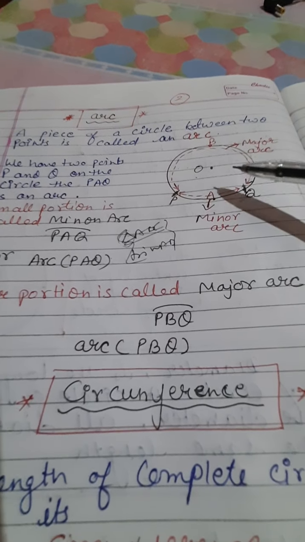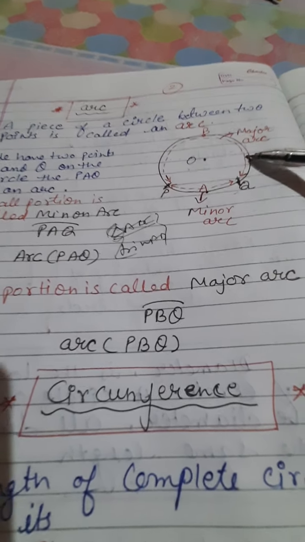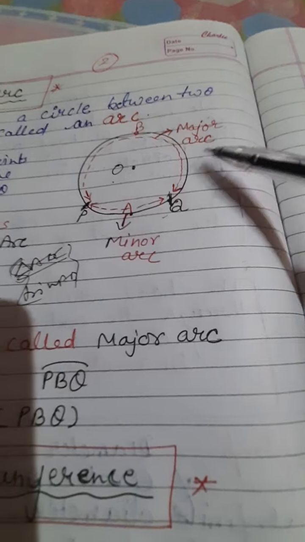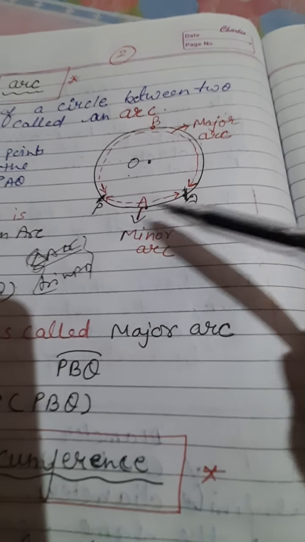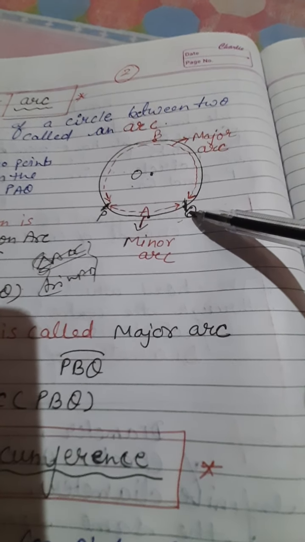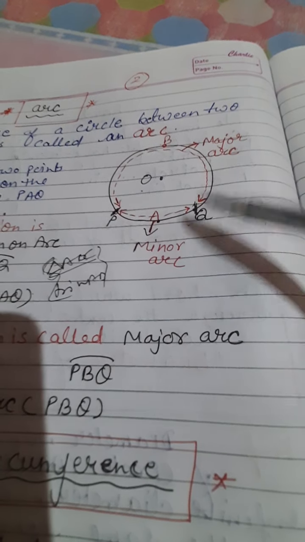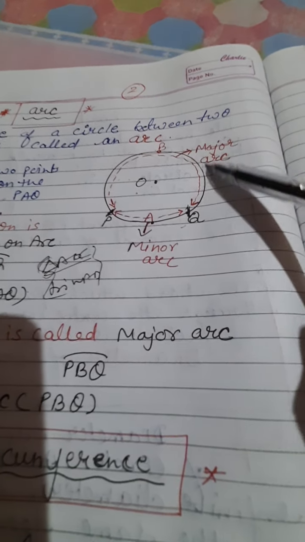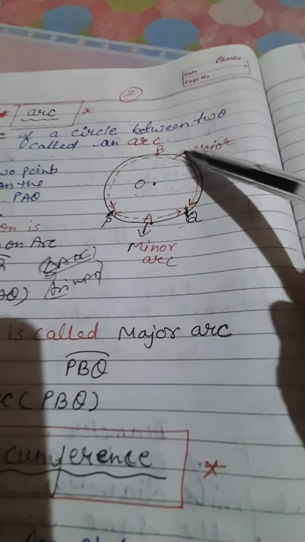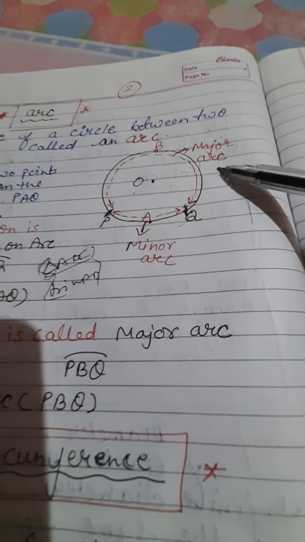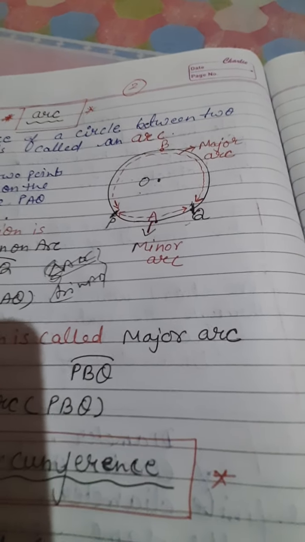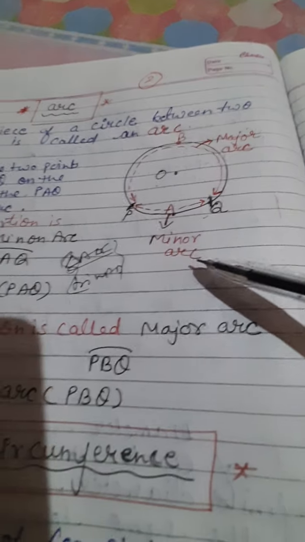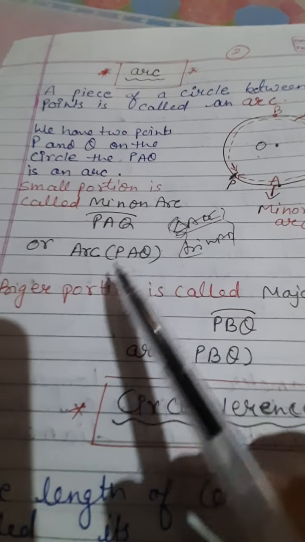And based on its length there will be 2 types of arc. One is the major arc, another is the minor arc. The smaller length part is called the minor arc, and the major arc will be the one whose length is more. The arc with less length will be known as the minor arc. And how will we write and read it?